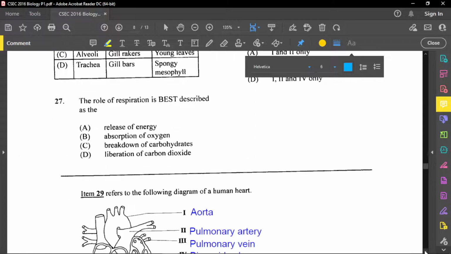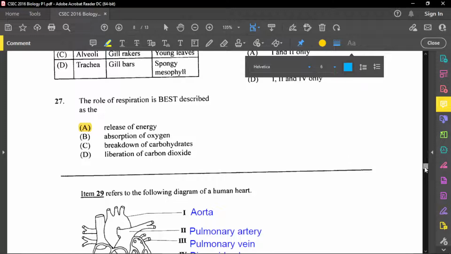For question number 27, the role of respiration is best described as what? And again, a repeated question. As a matter of fact, everybody knows this, or all of us should know this by now, that respiration is the production of energy from food. So 27 is A. All right, 28 now.